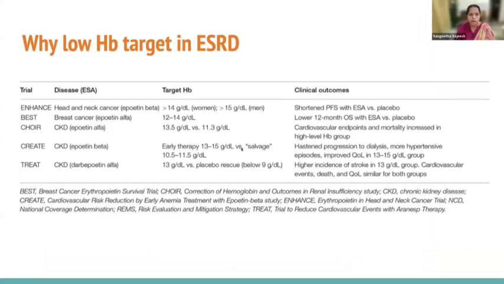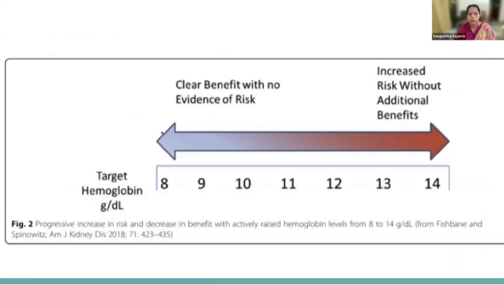So from this, we can conclude why a low hemoglobin target in ESRD. Based on these trials, we have understood that a high hemoglobin level causes more risk than benefit. That's why we are keeping a low target of 11 gram per deciliter. As hemoglobin goes from 8 to 14, there is increased risk without additional benefit to patients, so between 10 to 11 will be the optimum level to keep the hemoglobin.